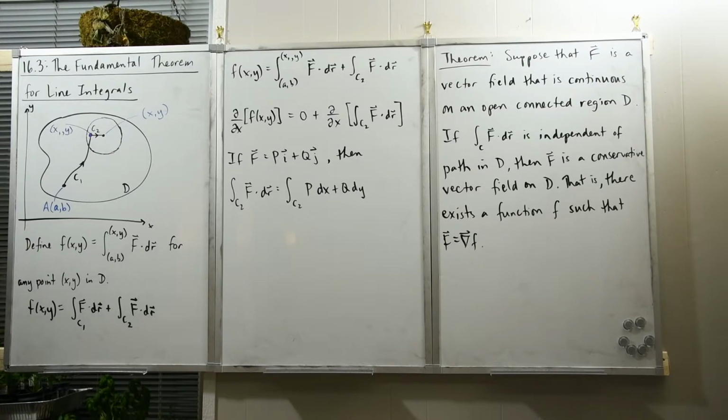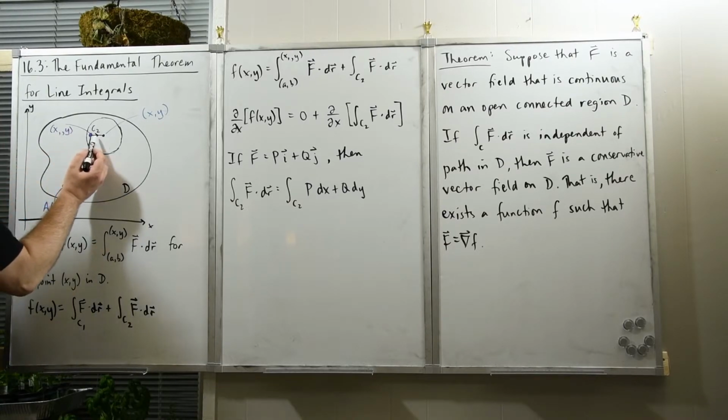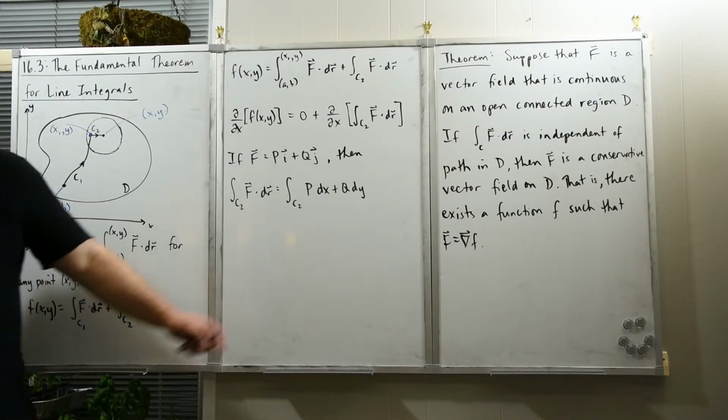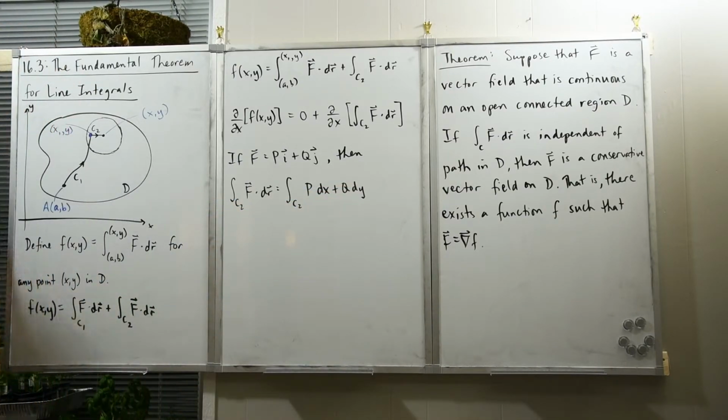Now, think about C2 for a moment. If you take a look at C2, what you'll notice is that y isn't changing at all. And so that means that our differential of y is going to be 0. And if the differential of y is equal to 0, then the Q dy is going to be 0. So what you actually would have is the line integral of P dx along C2.